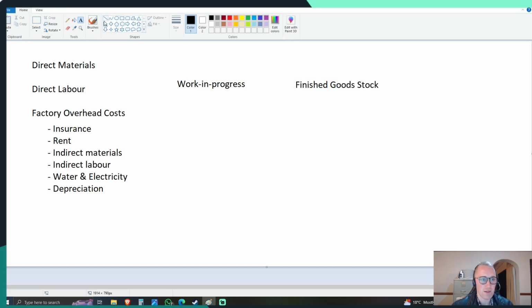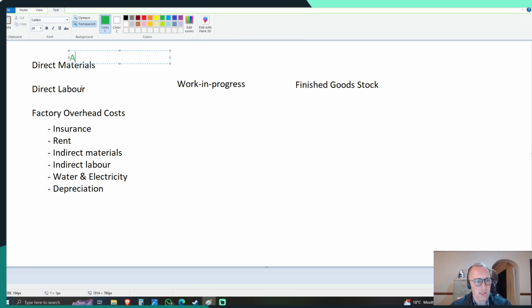Okay. So we had raw materials, direct labor, and factory overhead costs. And those produce works in progress. And then some of that work in progress becomes finished goods stock. And I'm about to explain why not all of it becomes finished goods stock. But in order to explain that, I need to explain the fact that we have 2 different types of accounts here. We have some expenses and we have some assets.